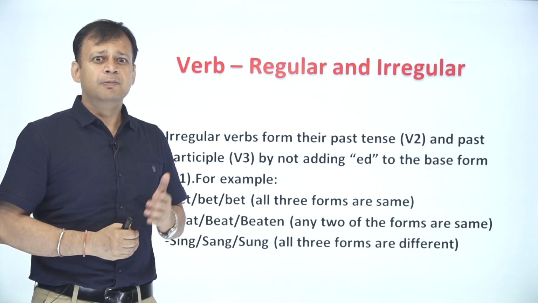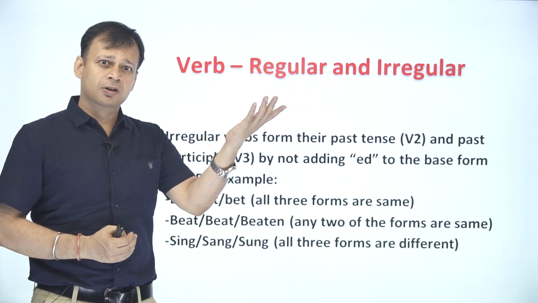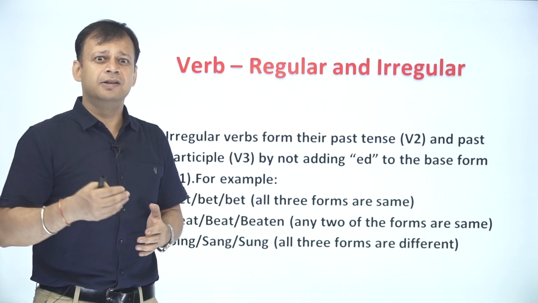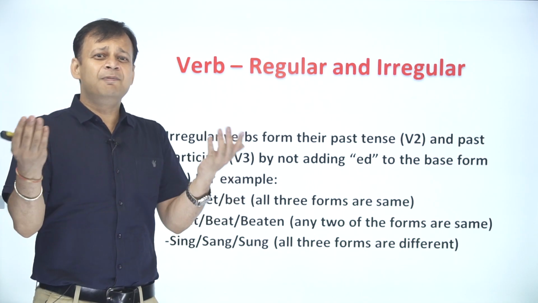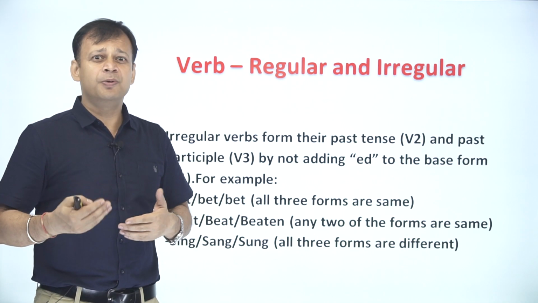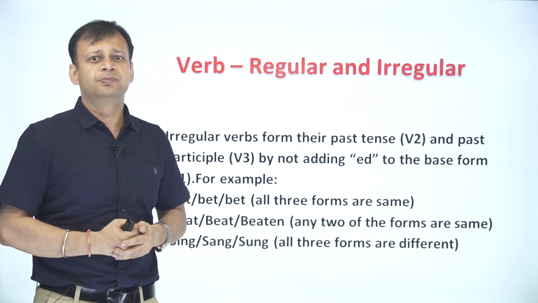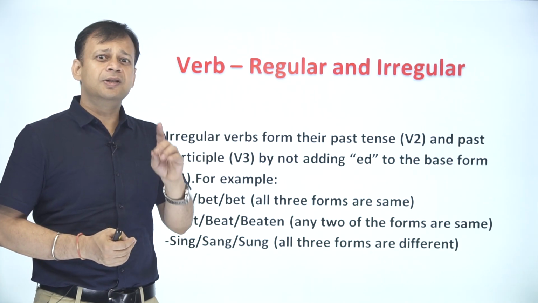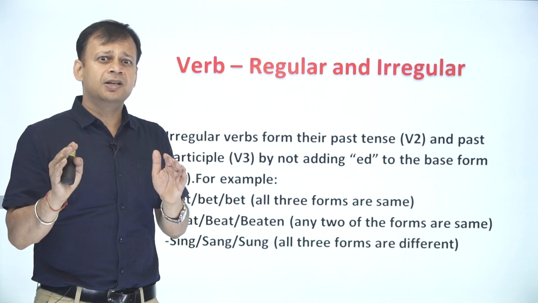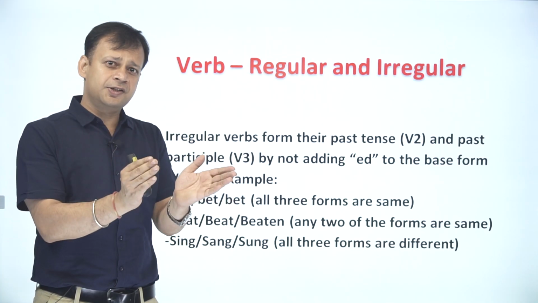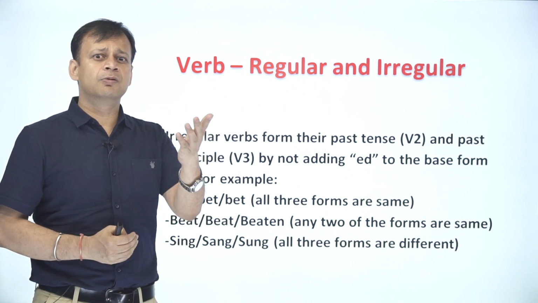For example, bet, bet, bet. Let's say I apply the formula of the regular verb and say bet, betted, betted. Technically it's wrong, grammatically it is wrong, but many people do that. They might not be aware of the basic rules involved in this process. Here all three forms are the same. So this is a type 1 irregular verb. We have many such verbs which have the same form for the first, second and third one, that is V1, V2 and V3.